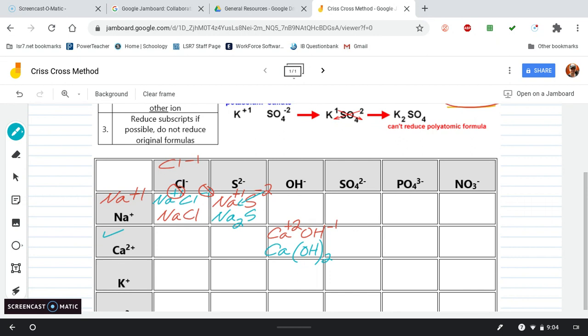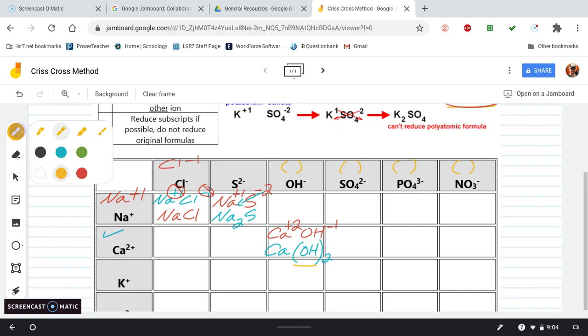Now look at the parentheses I used. So see, I used a parenthesis here because OH is 2 capital letters. So the ones you're going to need parentheses on are like the OH, the SO4, the PO4. See, those all have 2 capital letters. So you can think, oh, I'm probably going to need a parenthesis.